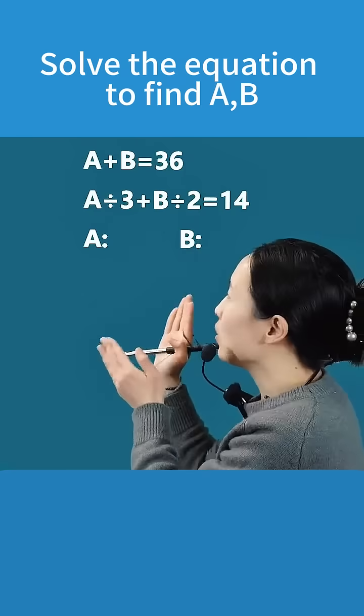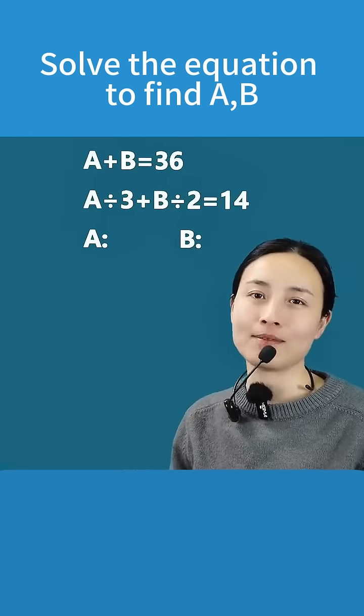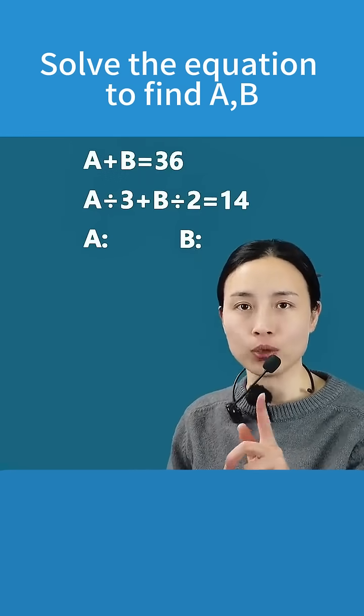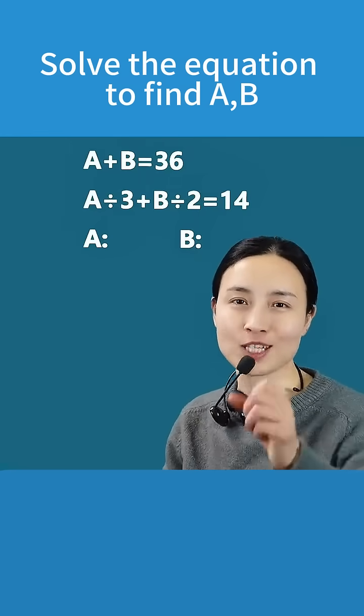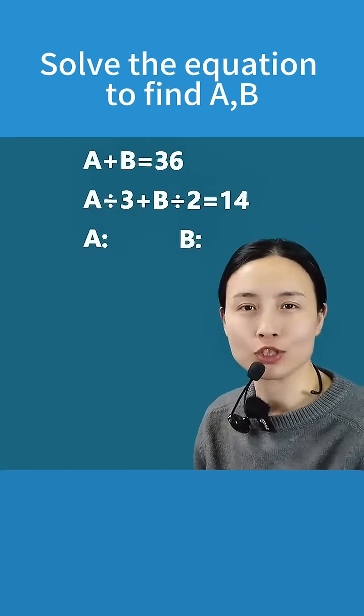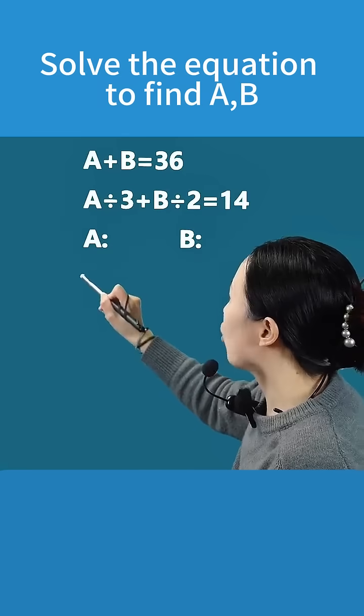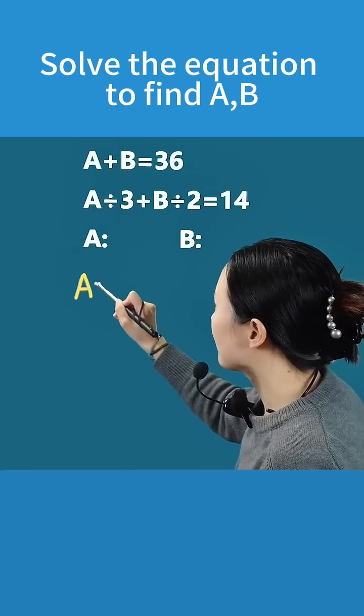Many children don't even know where to start when they see this problem. Actually, once you master the method, it's very simple. Today, teacher Lizzie will teach you a trick, combining numbers and shapes to solve it easily. Look, a divided by 3. When you see division, what comes to mind? Right? It's equal division. So here, why don't we try to represent A as a simple line segment like this?